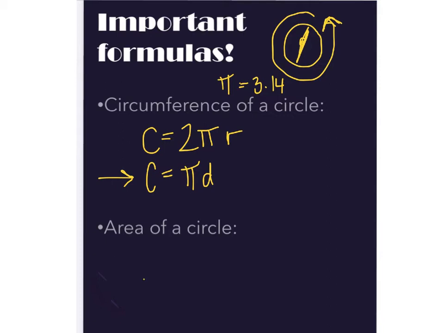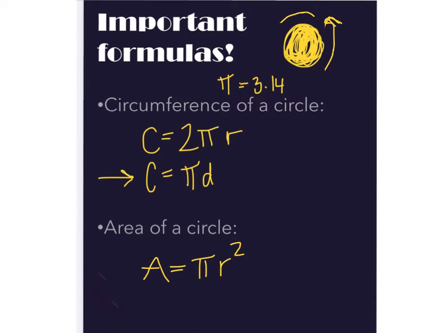For area, we only have one formula that we're going to use, and area is going to tell you, instead of the distance around a circle, the space within a circle. So I'm shading that circle in to kind of show that. The formula you are going to use is pi, so again 3.14, times your radius squared.